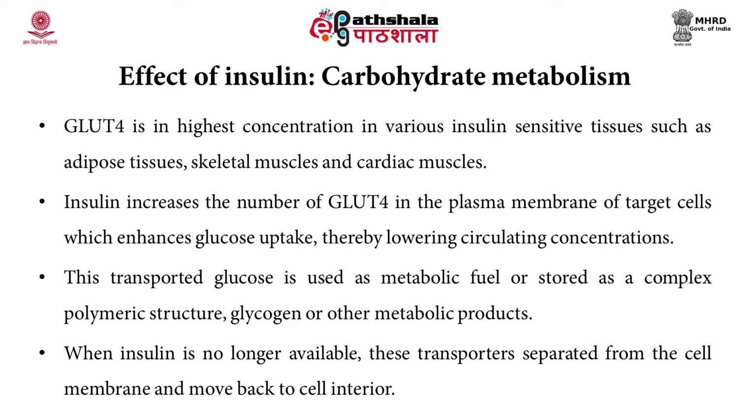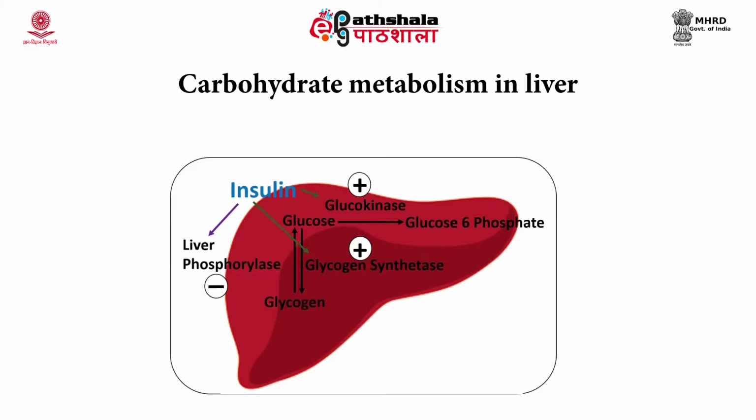Inside the cell, two phenomena take place. First, low intracellular glucose concentration and the presence of plasma membrane active transporters favor the movement of glucose into cells. Second, this transported glucose is used as metabolic fuel or stored as a complex polymeric structure, glycogen, or other metabolic products. When insulin is no longer available, these transporters separate from the cell membrane and move back to the cell interior. The end effect of insulin stimulation on the liver is to absorb and store glucose in the liver as glycogen.